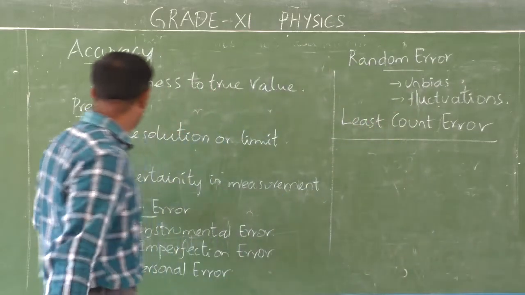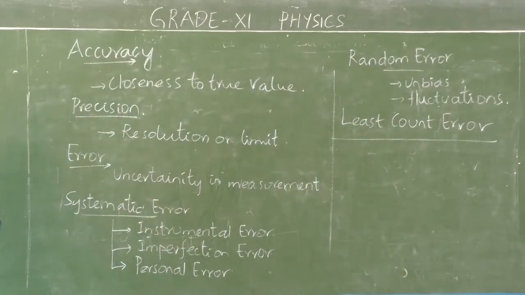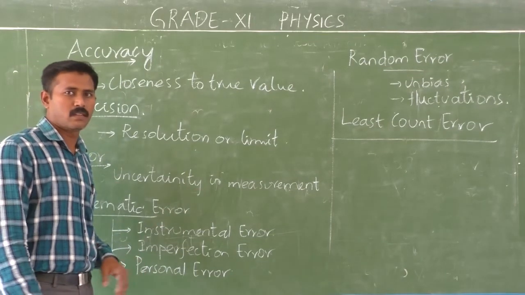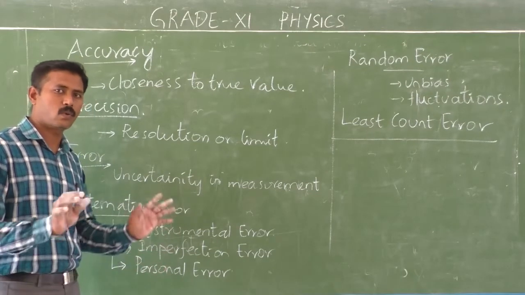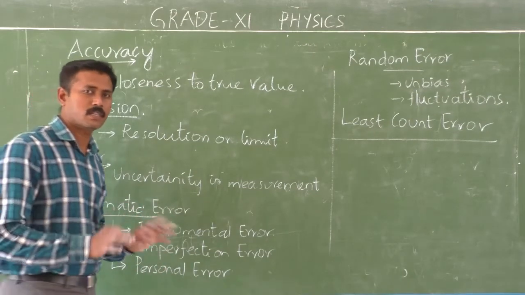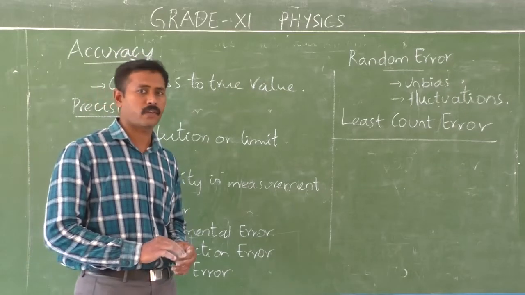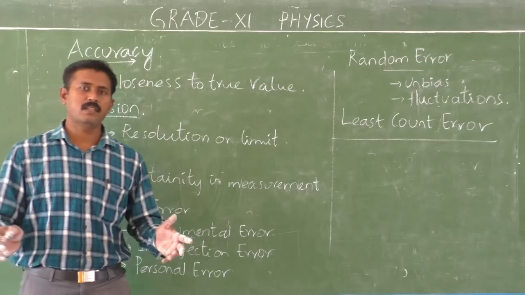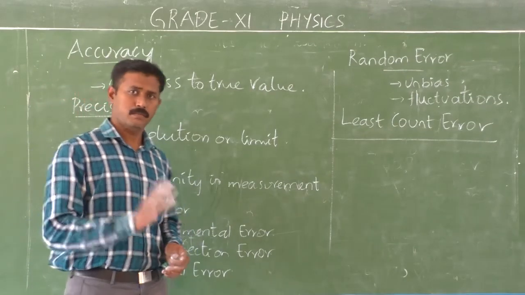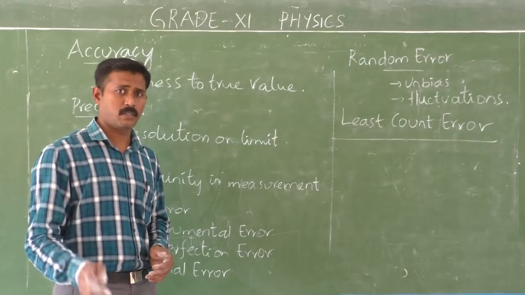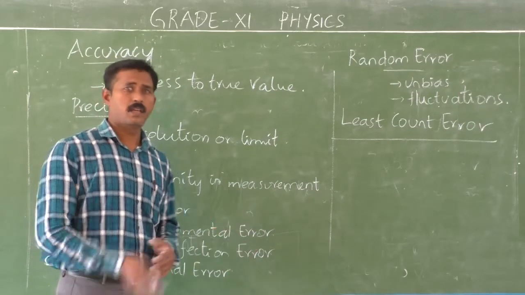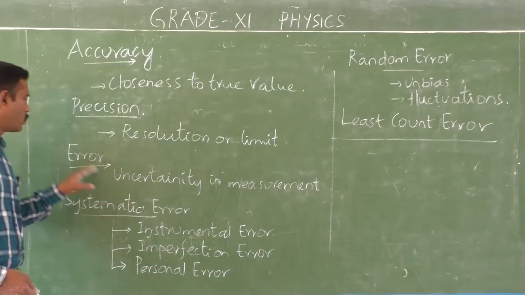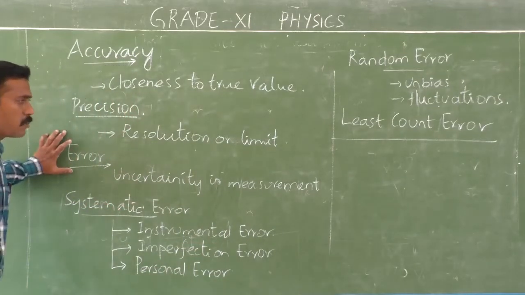Next is error. What is an error? Uncertainty in measurement. All instruments have their own error. No instrument shows a 100% reading or perfect reading. In our day-to-day life, we see instruments having many errors: a thermometer, a food shop, a petrol bunk, weighing machines. So error is uncertainty in measurement.